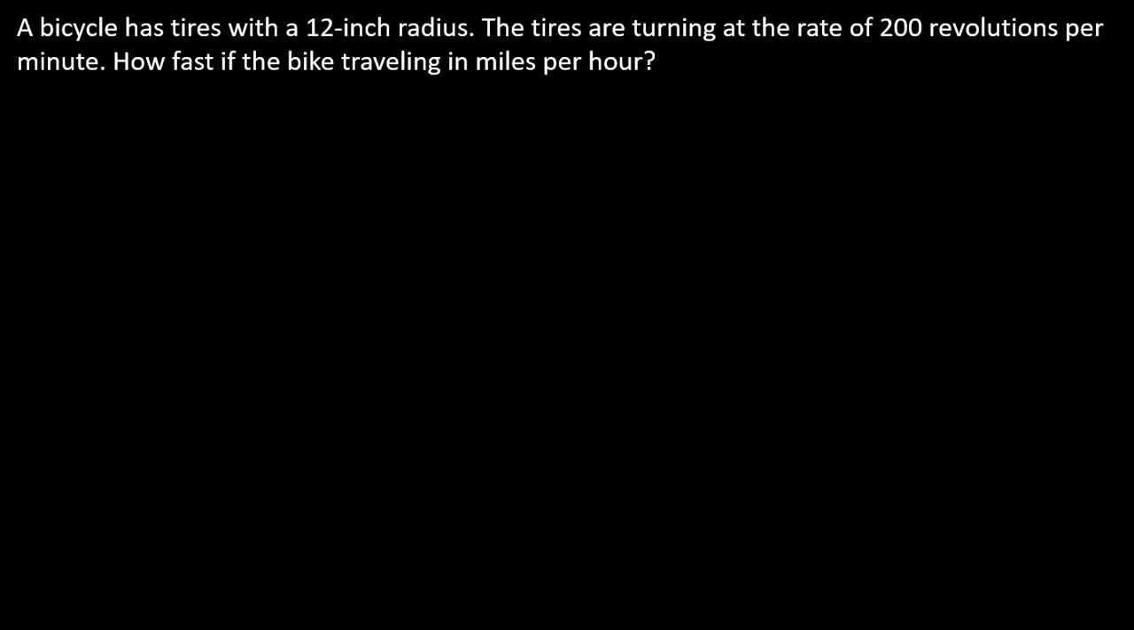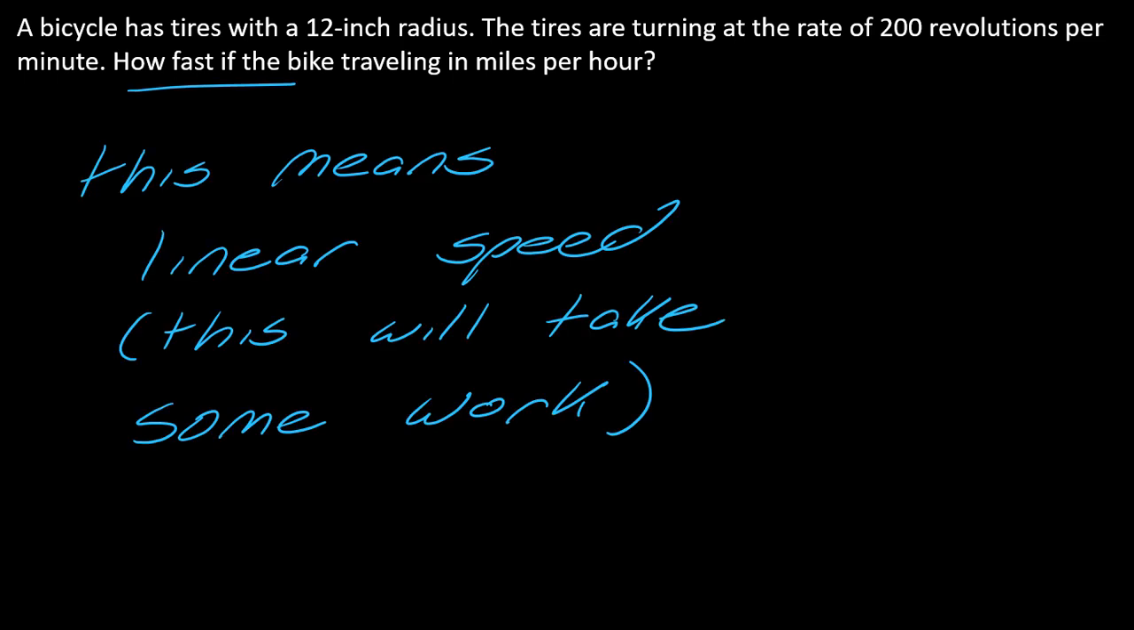Okay, so next let's talk about this problem. A bicycle has tires with a 12-inch radius. The tires are turning at a rate of 200 revolutions per minute. So how fast is the bike traveling in miles per hour? So this part here, how fast is that bike traveling? That's talking about linear speed, and this is going to take some work to get there.